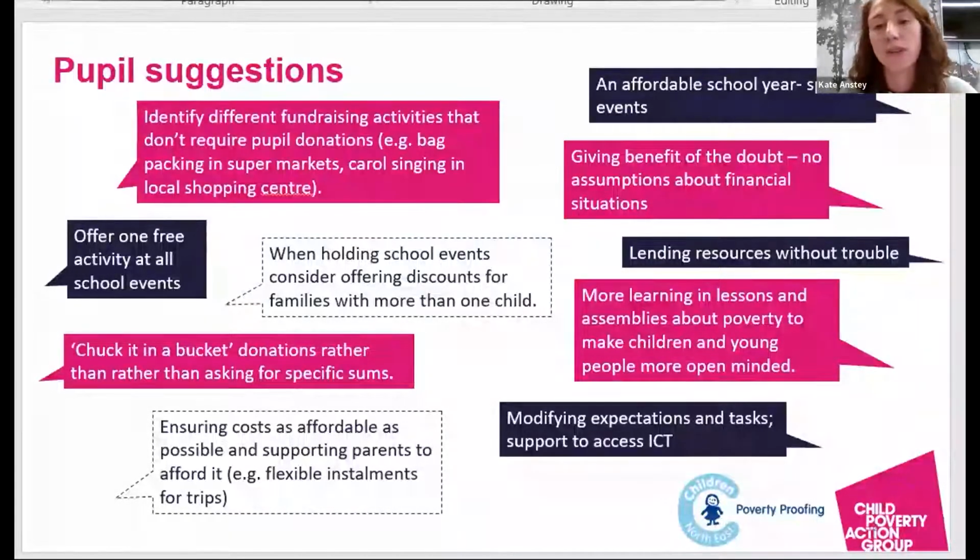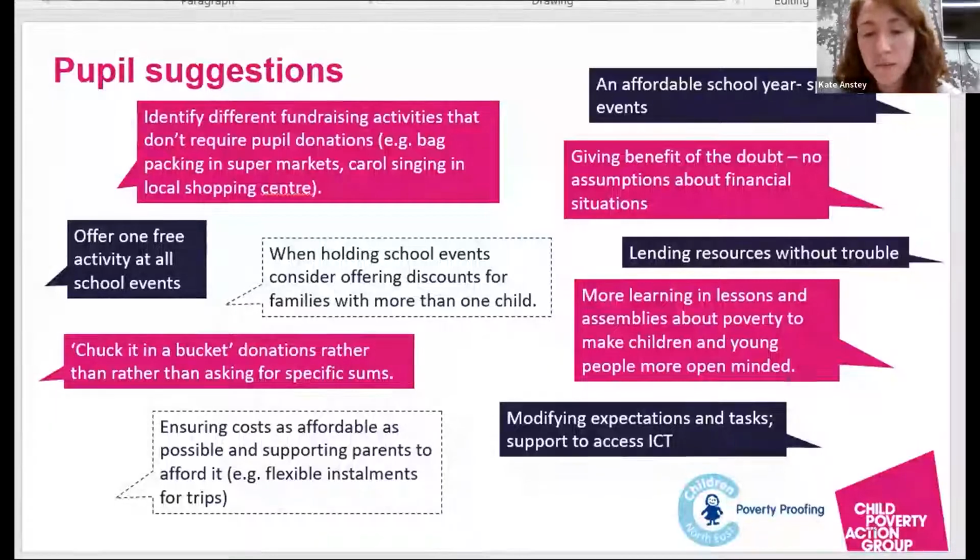How can you make sure that parents and pupils have enough time in between events, and also enough notice is given, so that there's not that stress or worry in terms of finding a costume or finding money to pay for something. Another pupil talked about just lending resources without trouble. So this idea that if you come into school and you don't have the right materials, you aren't embarrassed or ashamed for that, and that the teachers just help you out and give you what you need so you can learn.